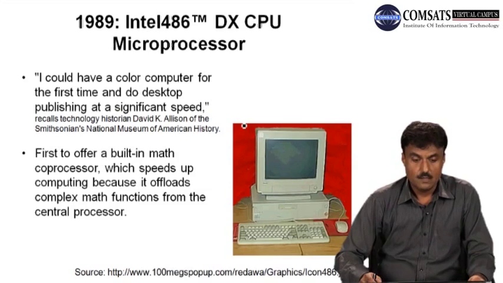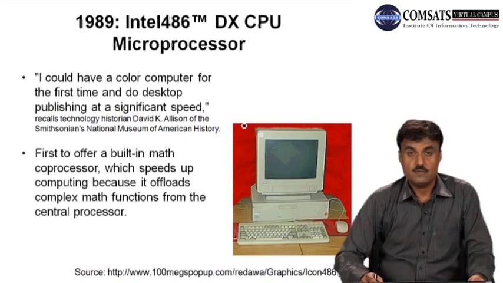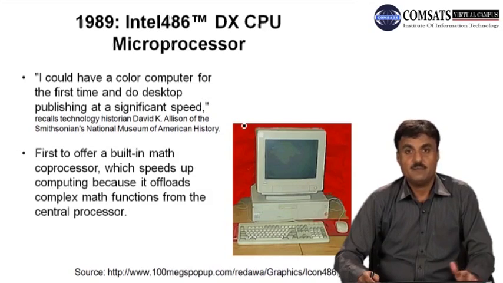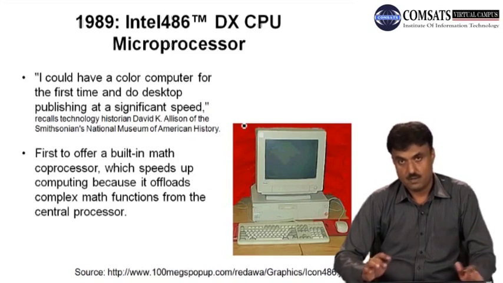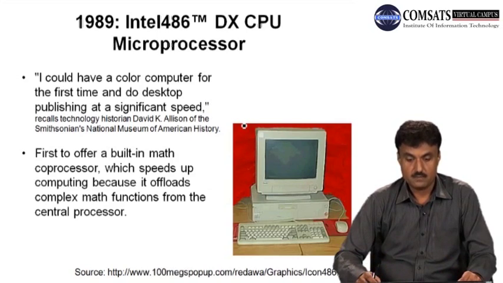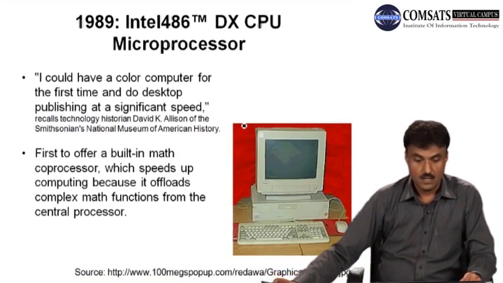Now, this computer was the first to offer a built-in math coprocessor. This was the first time a separate small processor was attached alongside the 486 processor to perform mathematical operations and reduce the burden on the main processor. So they installed this math coprocessor to speed up computation, to offload complex math functions from the central processing unit, the 486 CPU.